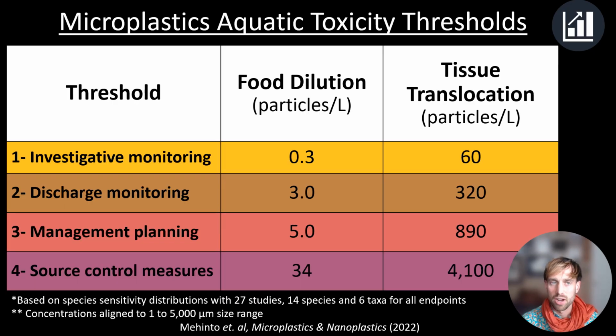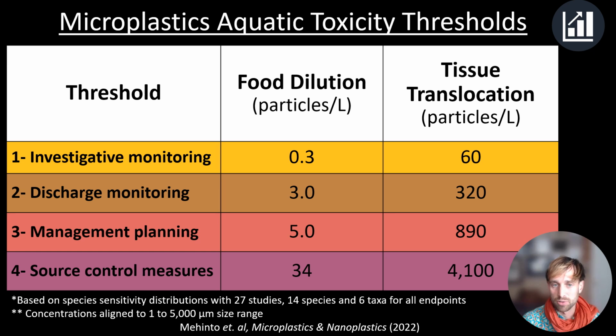Using this approach, our expert work group derived toxicity thresholds corresponding to 4 different management levels of concern and action. At the lowest level here, we would recommend investigative monitoring to further investigate the issue, with the highest threshold considered to be more certain in terms of the severity and the likelihood of impacts occurring to the ecosystem, in which case we would recommend that source control measures be taken.